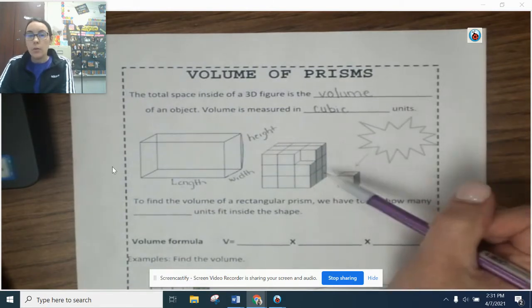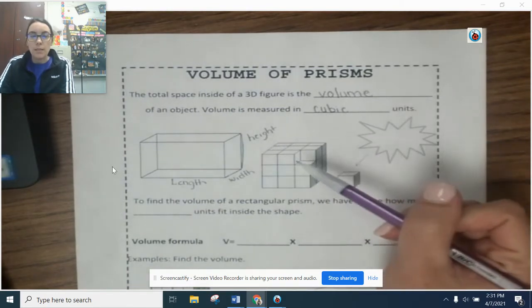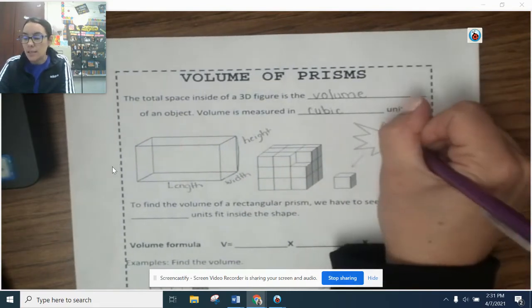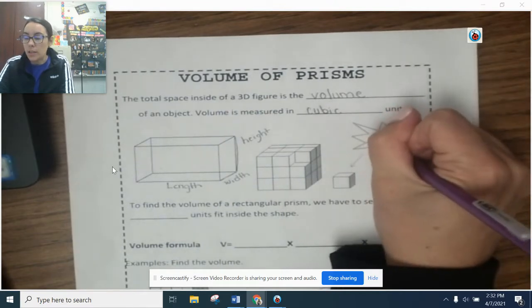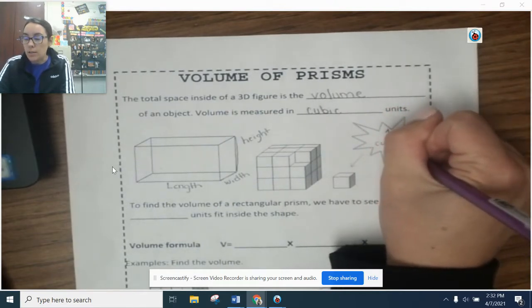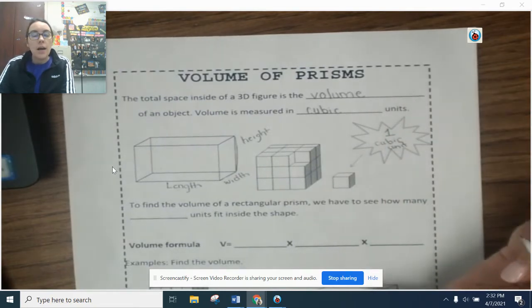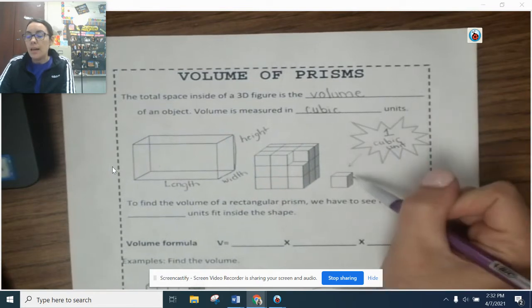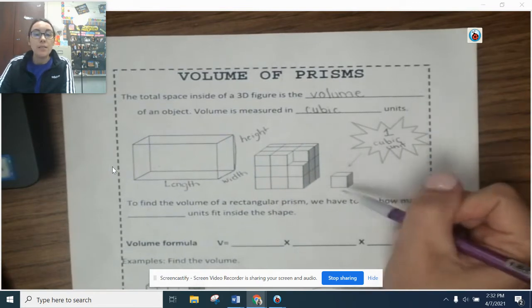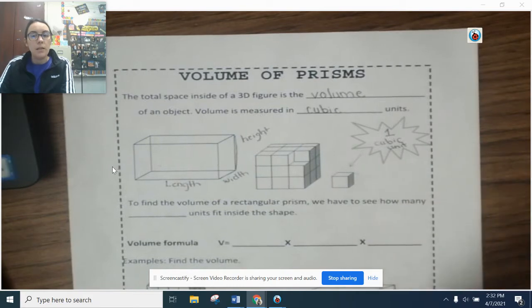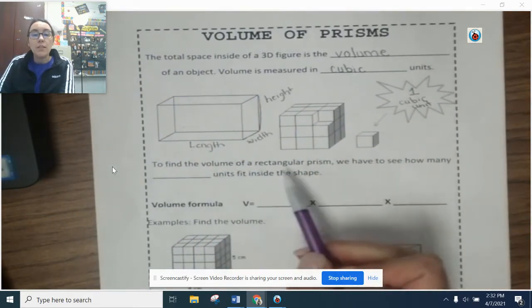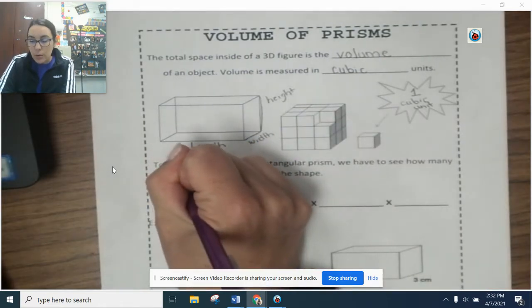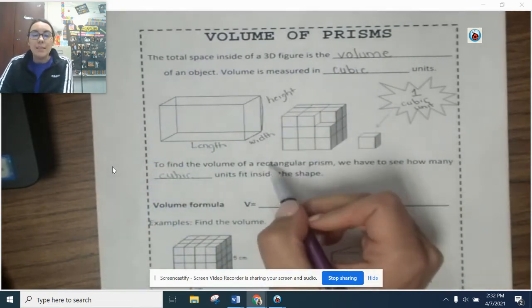Okay, next, this is what it looks like if it's the cubes. If we only have one of these, this one cube represents 1 cubic unit. So yesterday I had you create rectangular prisms that were 24 cubic units and 36 cubic units. You had to know that you needed 24 of these or 36. So that's where that comes from. To find the volume of a rectangular prism, we have to see how many cubic units fit inside the shape.